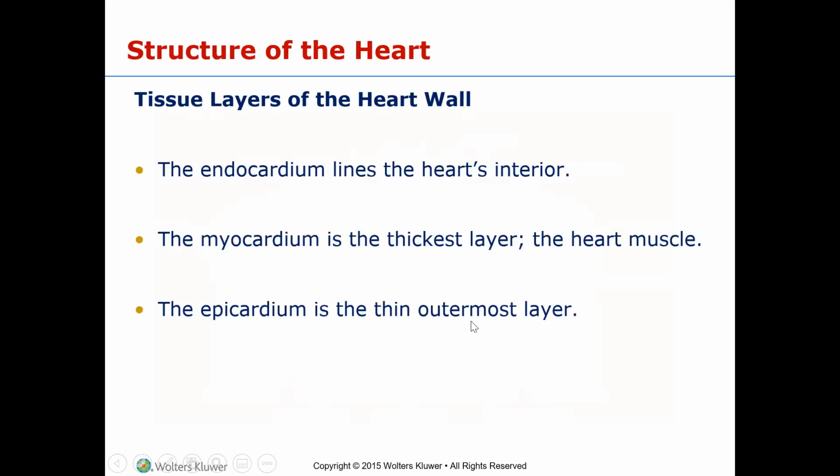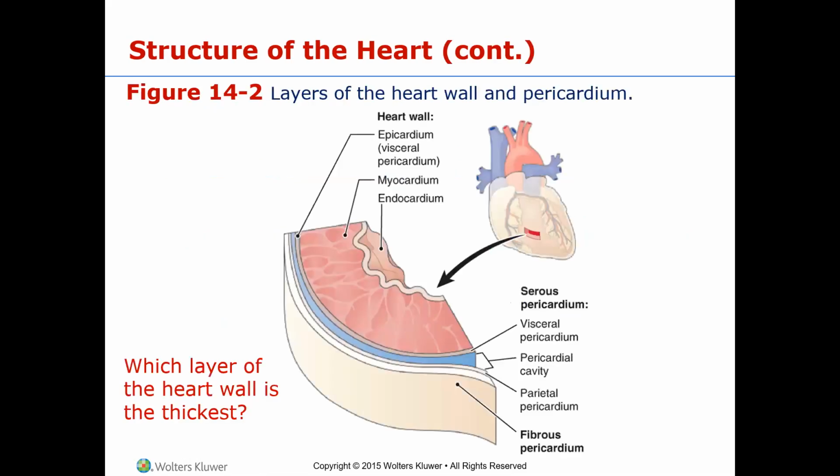So we have several layers, 3 of which are connected to the heart. The endocardium is the one that is lining the interior of the heart, the inside chambers. The myocardium is the thickest layer of the heart and is the heart muscle. Then the epicardium is around the outside of the heart.